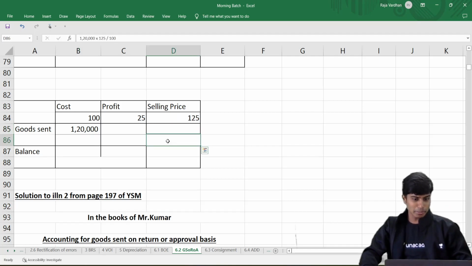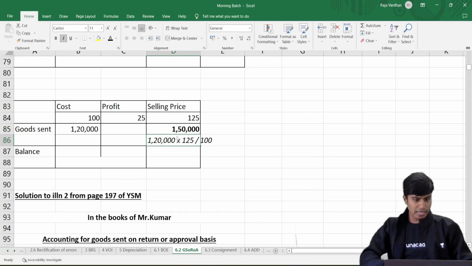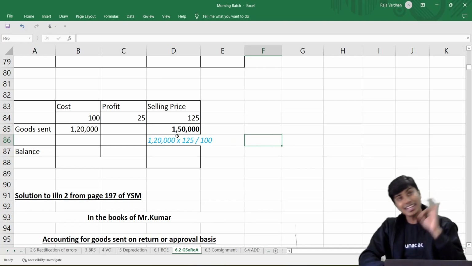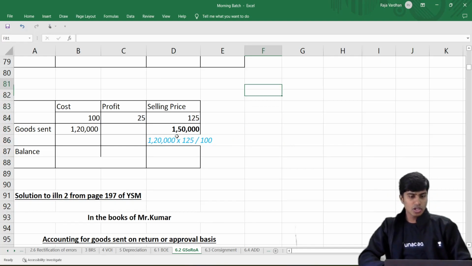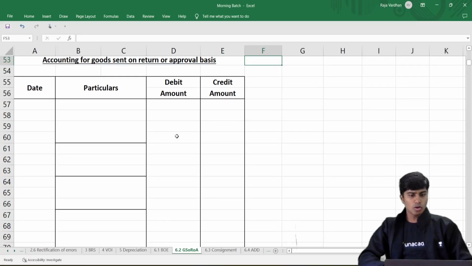Come on, tell me. How much would you get? 1,20,000 into 125 divided by 100. That is 1,50,000. 1,50,000 is the selling price of goods sent, for which we would have to write the sales entry on what date? 10th of February.